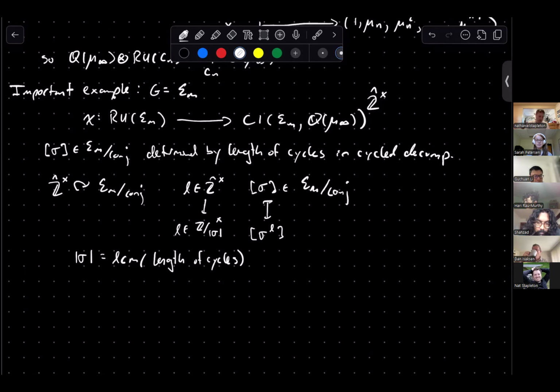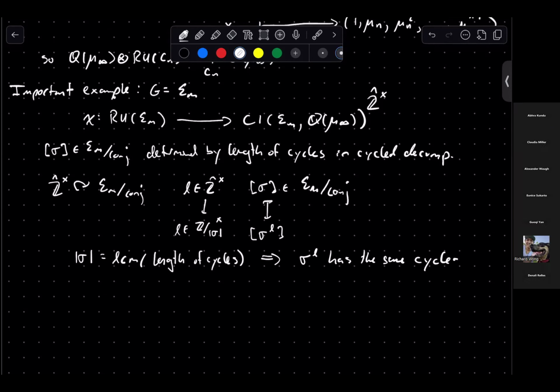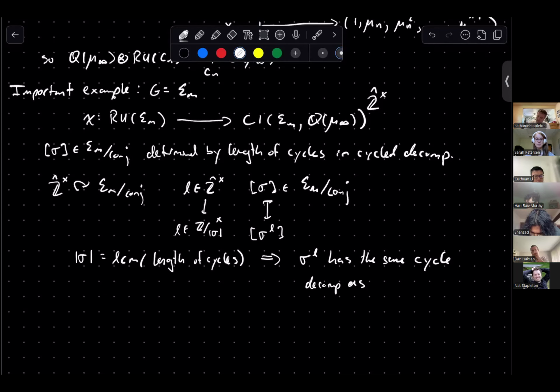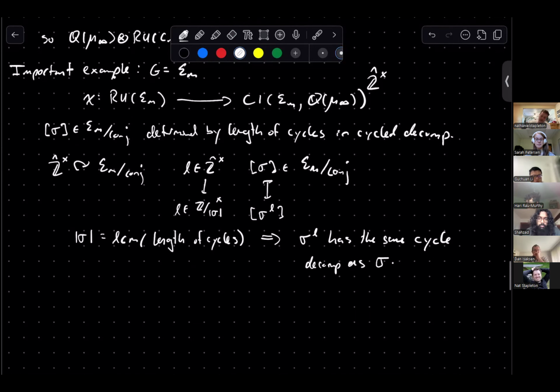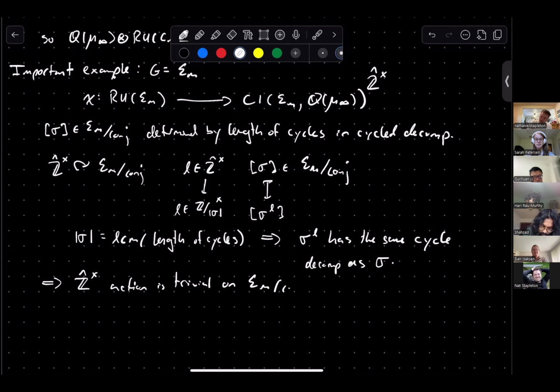So this implies that σ^L has the same cycle decomposition as σ. The lengths of the cycles are the same. And that implies that the action of Ẑ^× is trivial on Σ_M mod conjugation.